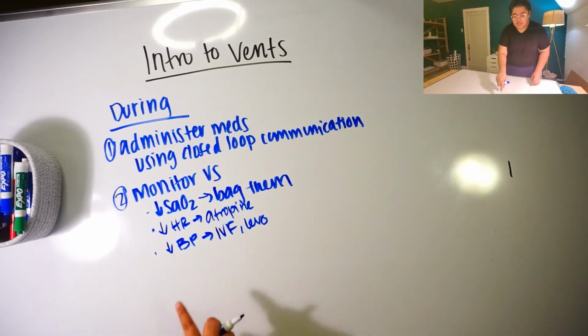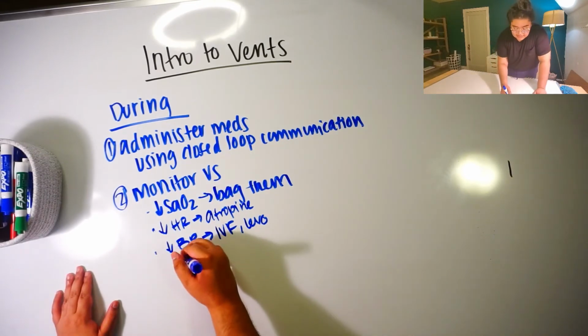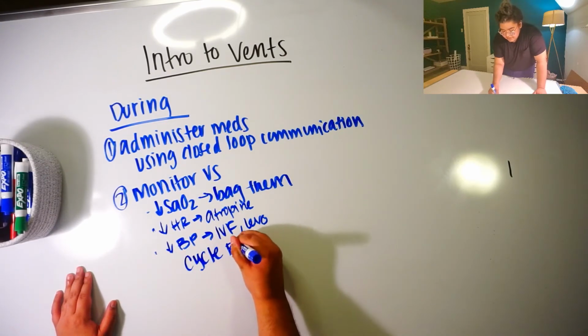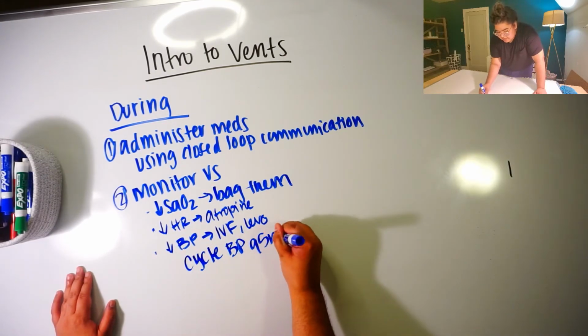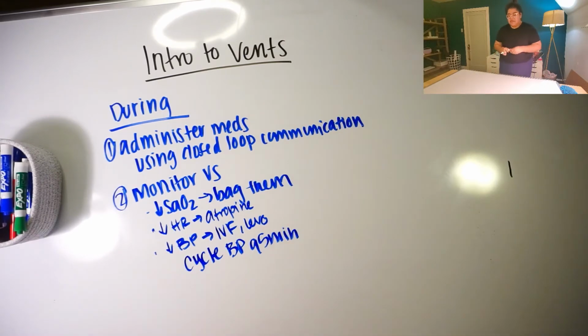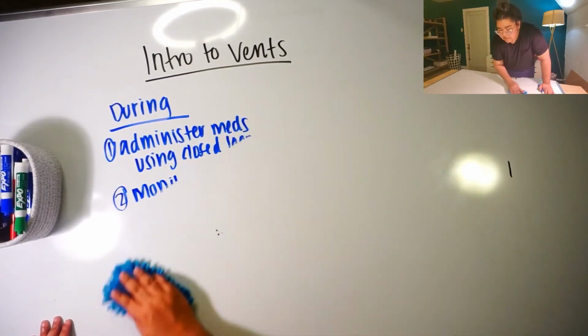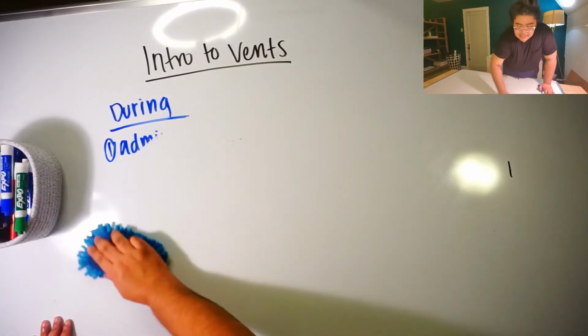As far as blood pressure, if you don't have an A-line, you're going to cycle the BP Q5 minutes at least. Okay, this is what we do at our facility. That may change if you're not from the facility I'm from when you're watching this. Okay, so that's our job, is to monitor vital signs and administer medications. Okay, so now let's talk about what we're going to do after intubation. Okay, so the tube is in.